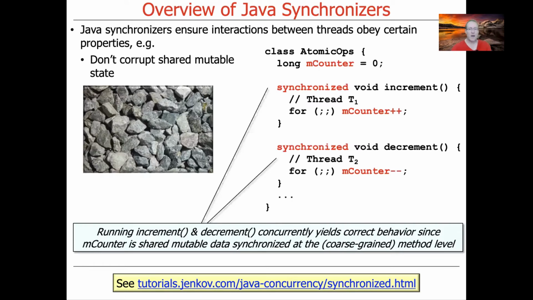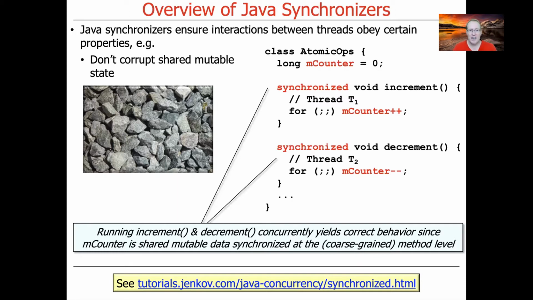There are various ways to solve this problem. One way to do it is to use the synchronized keyword, which is part of the Java language itself. You can see here that we're going to take a very coarse-grained solution where we put the synchronized keyword on each of the methods. The increment method will have a synchronized keyword saying it's a synchronized method. The decrement method will also have the synchronized keyword, saying it's a synchronized method.